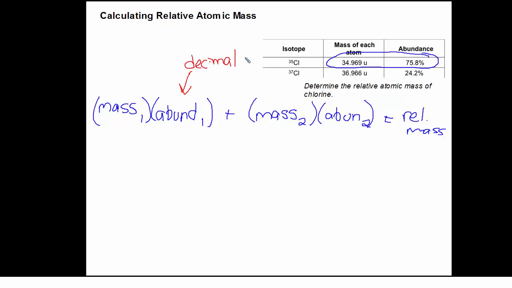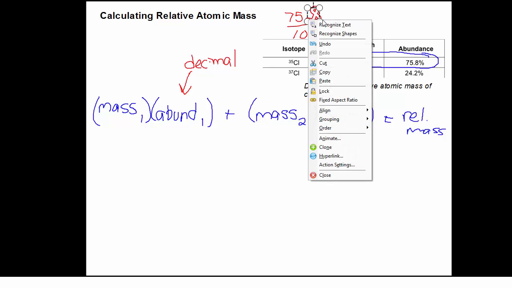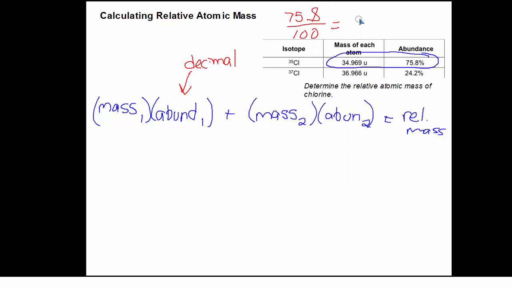To get a decimal from a percentage, I'm going to take 75.8 divided by 100, which equals 0.758. All right.